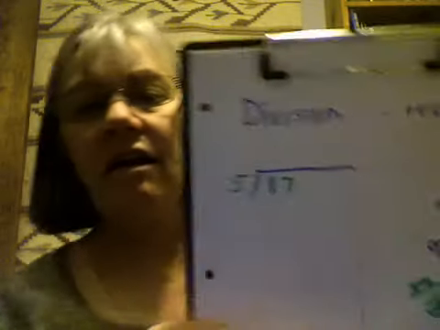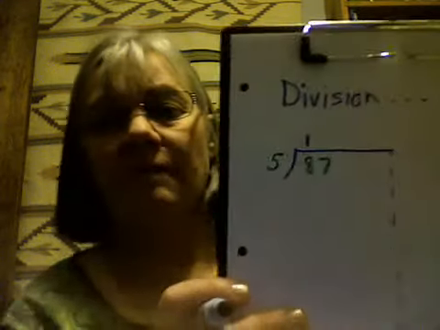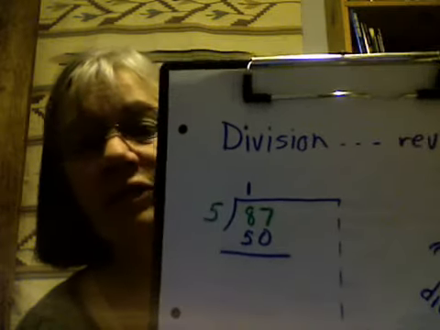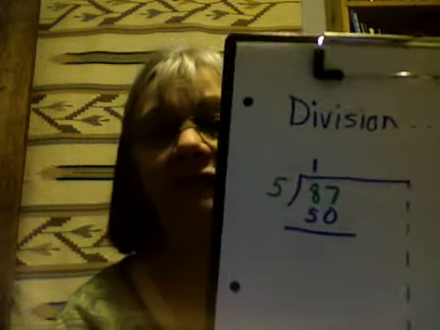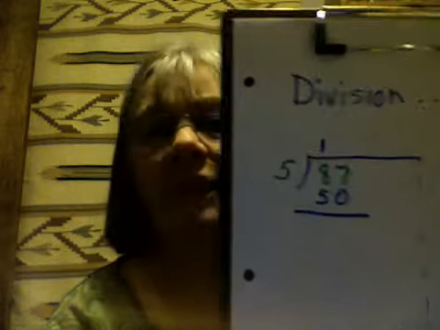Let's see. In 80, I know that I can get 10 5s. And to try that out, I know that 10 5s are 50. That does not finish the deal because we're still working with 87. 10 groups of 5 make 50. Then when we subtract, we've got 37 still to work with.